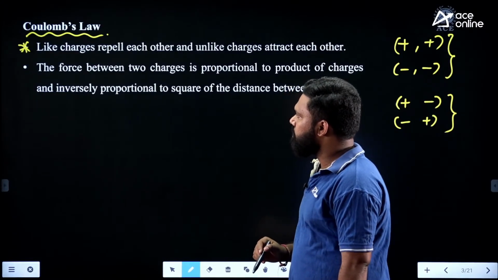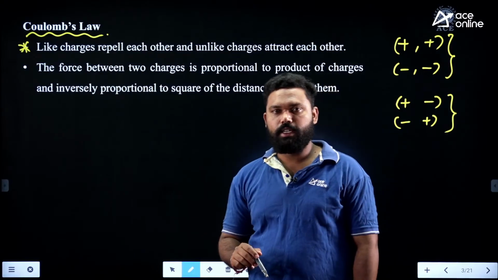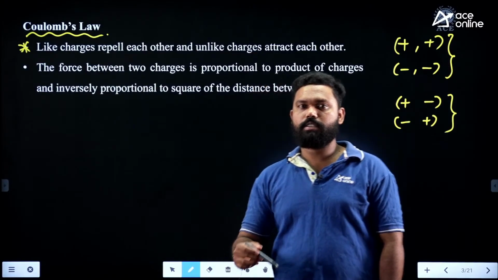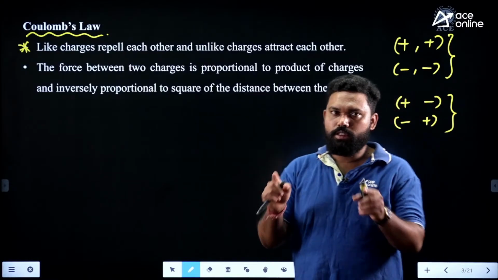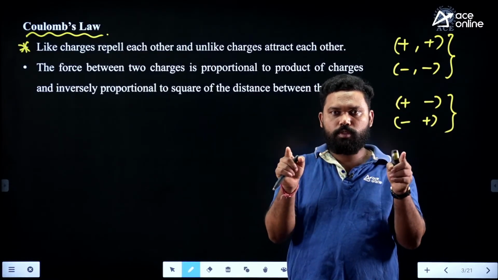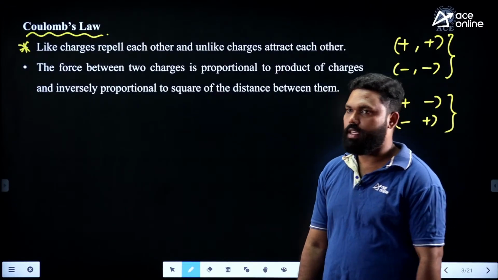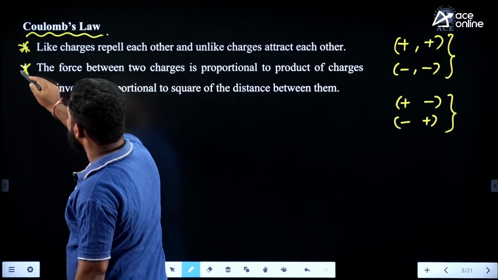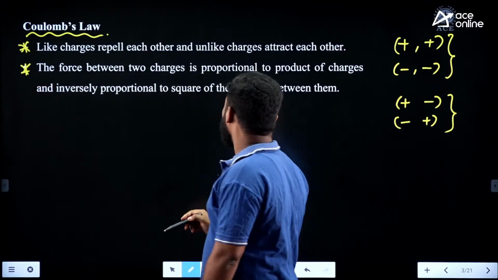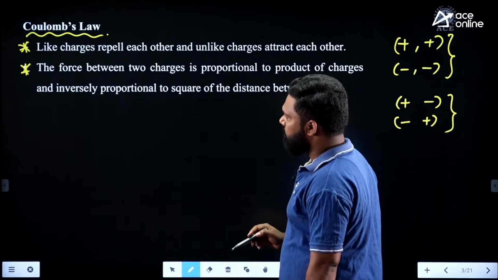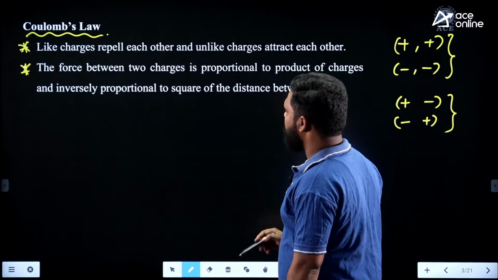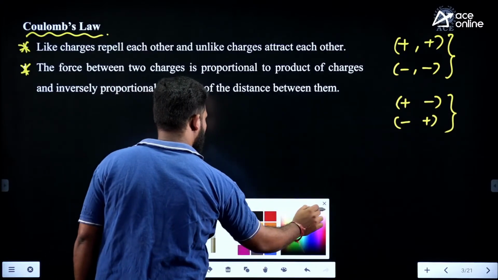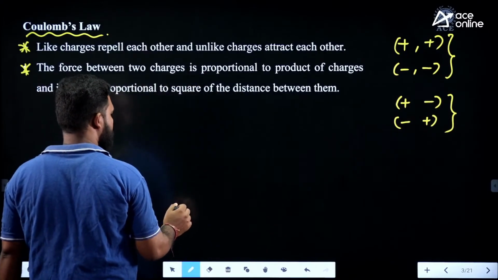And what is the second one? There is an experimental result. Experimentation was done by Coulomb himself, and he has given some experimental results. Coulomb's law talks about the nature of the force between two charges. Fine. Okay. So what is the nature of the force between two charges? The force between two charges is proportional to the product of the charges and inversely proportional to the square of the distance between them. Okay. Let us try to understand this law with the help of a diagram.